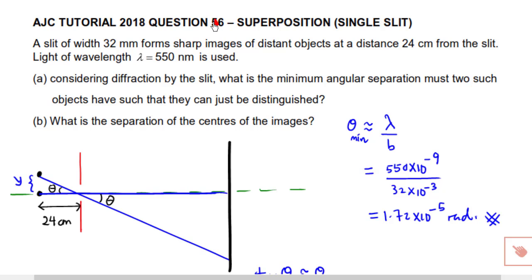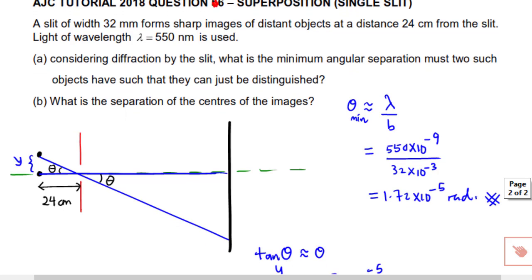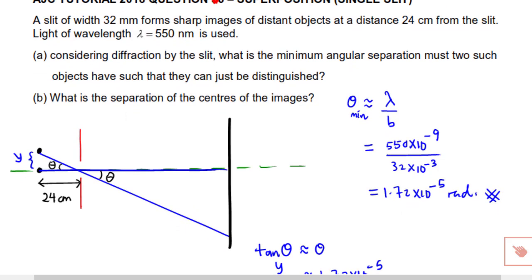Alright, let's try to solve this AJC tutorial question 6 on superposition, single slit here. So you must have this diagram in mind when you solve this question, alright? So this diagram is very important. A slit of width 32 mm, so this opening is 32 mm, they form sharp images. So you must understand that these are the two distant objects. This is a slit, this is a screen, this is what you observe, alright?